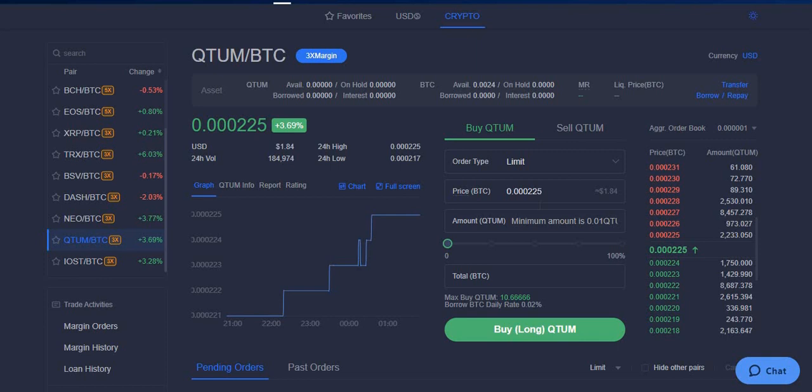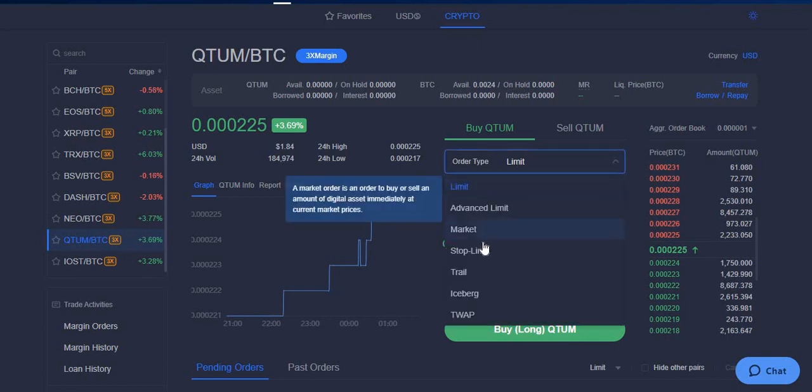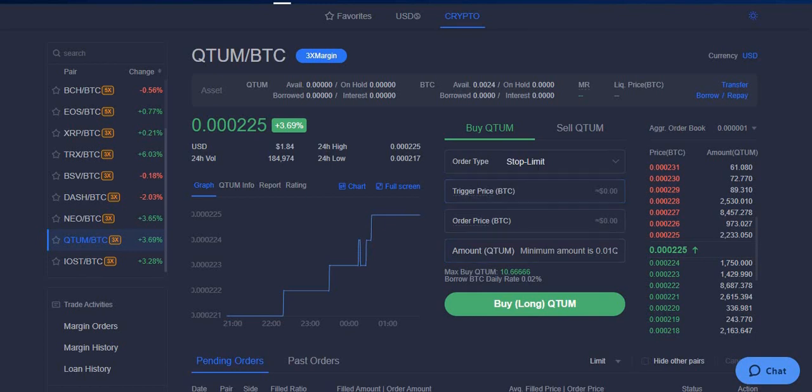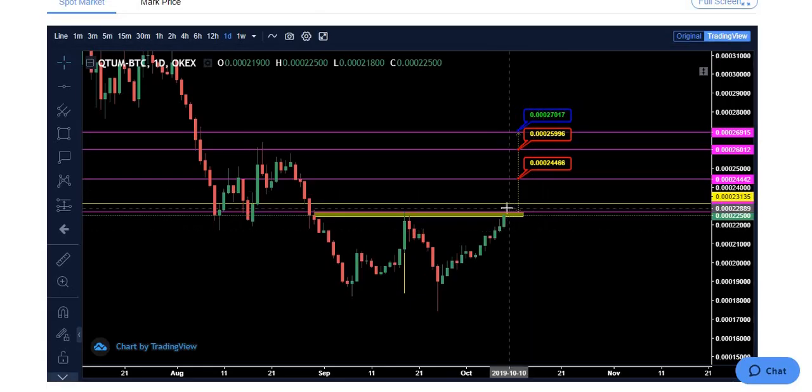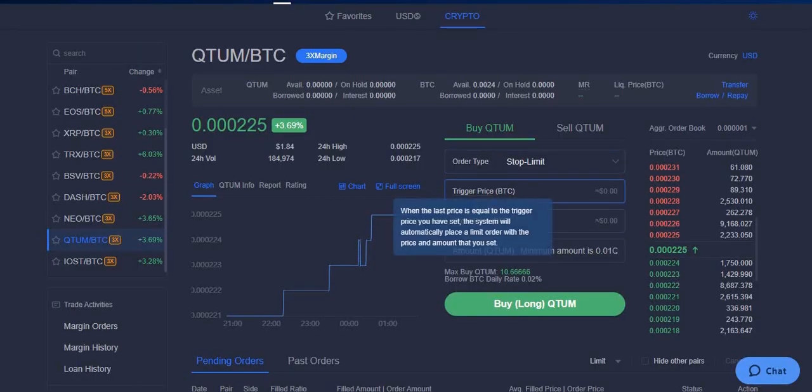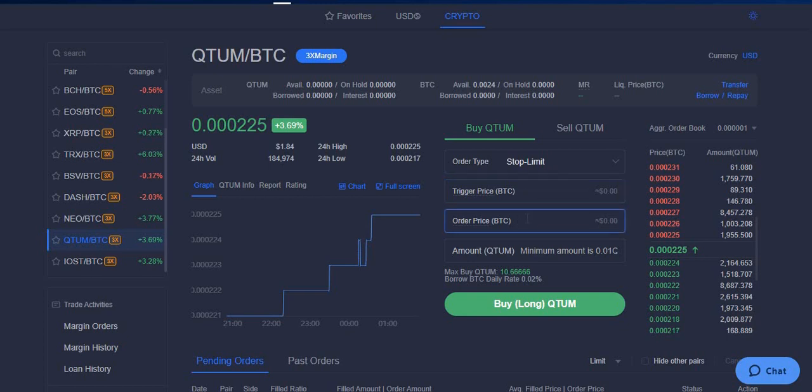So now we'll go back to OKX. Now we're using stop limit. I told you we're going to use what? We're using a buy stop limit order. Buy stop limit order, we have the trigger price and the order price. Now the trigger price would be the price at which you have to set it. Once price gets to this trigger price, it will automatically buy you at this. This is the price you want to buy, which is this.